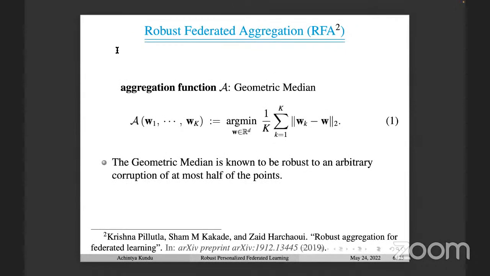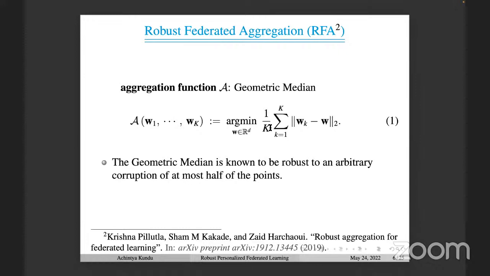So let's look at one approach which came out in 2019. It proposes the geometric median as a method of aggregating the client models. It optimizes something like this. You have the W_k, which are the client models, and it tries to find a W which is close to each one of them in a two-norm sense. This is how the geometric median is defined, and it is known to be very robust. Even if you arbitrarily corrupt half of the data points, you still get a very good estimation of the mean.